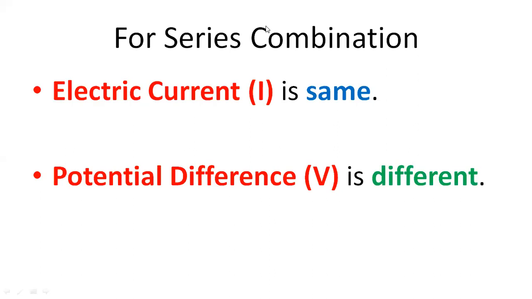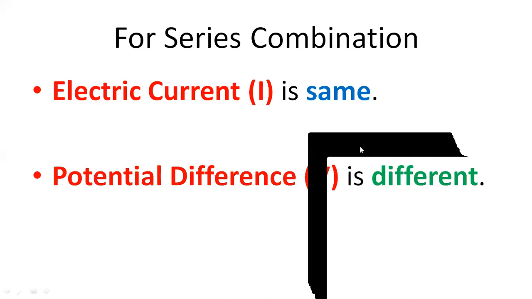ठीक है? So give me response in chat box. Do you agree that for series combination, electric current was same, but potential difference value did change?